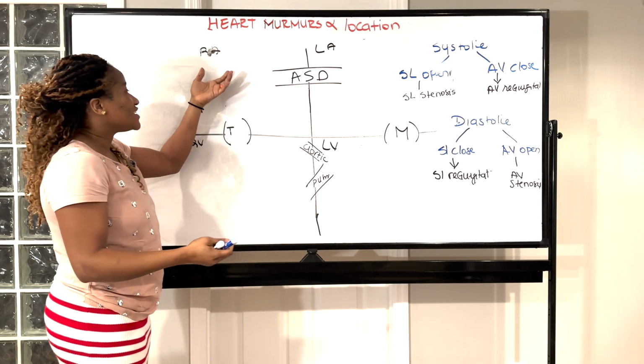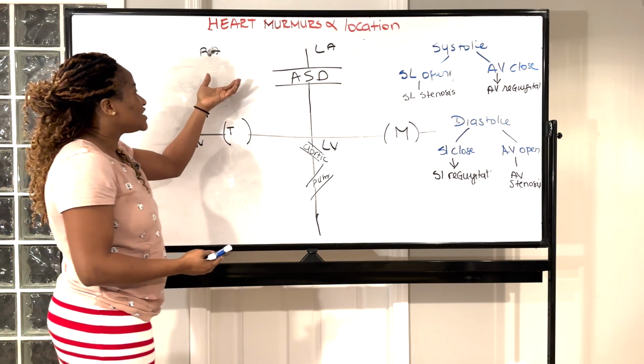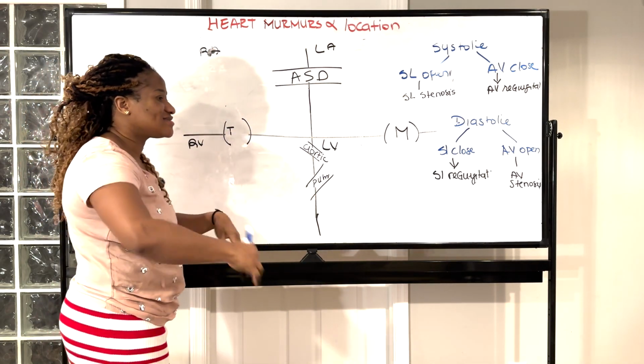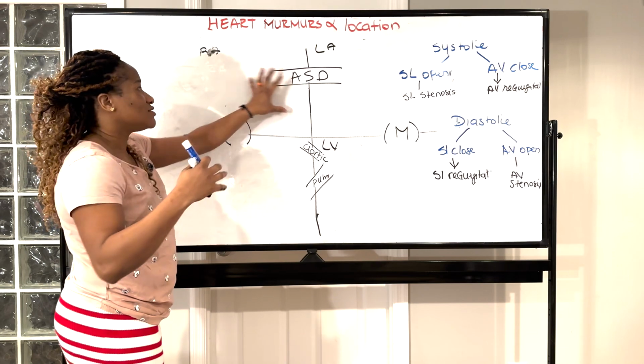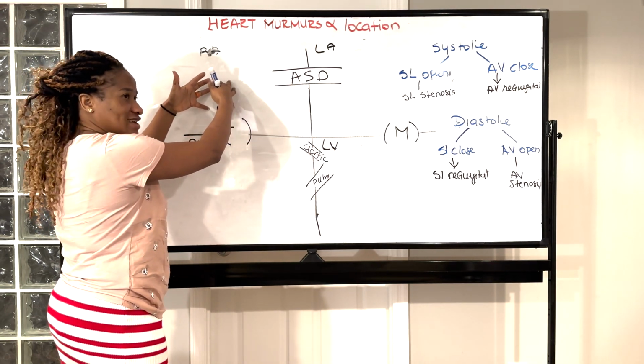Now, the right atrium is not used to working with so much blood. So you're going to hear this murmur when the right atrium is contracting because there is a lot of blood that it's not used to. So during its contraction, you're going to hear that murmur.